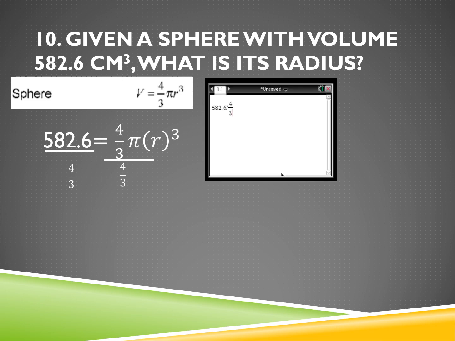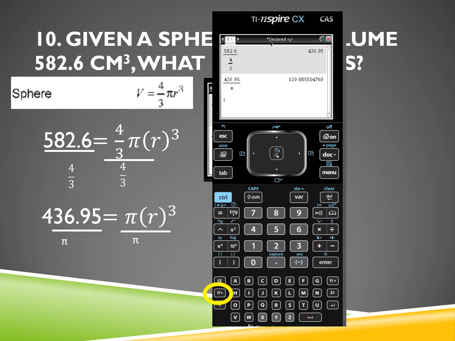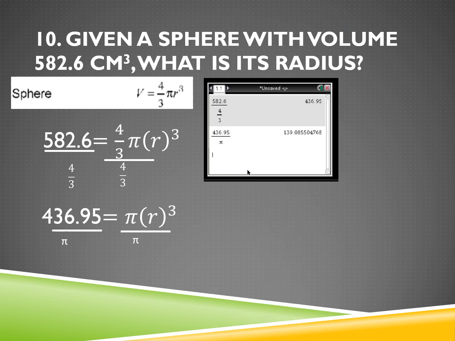So we divide by 4/3 on both sides, and just showing what that would look like in your calculator, you would hit 582.6, your division symbol, and then you would do control divide to get that fraction to show up to make sure that it types in exactly how you want it to. Always double check that it looks the way you intended. And then we would divide by pi on both sides, again showing you what that would look like on the calculator. That pi button, as a reminder, is next to the letter H. And then we have this is equal to r cubed.